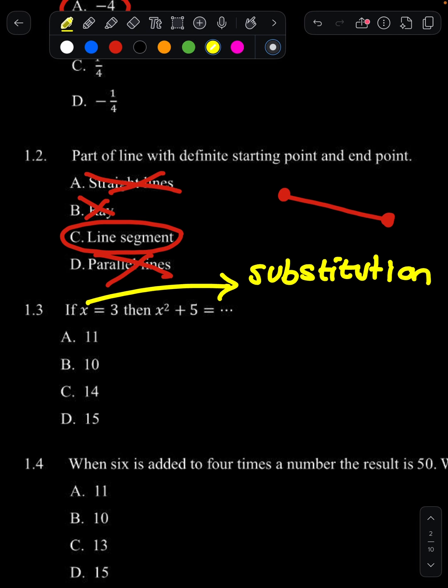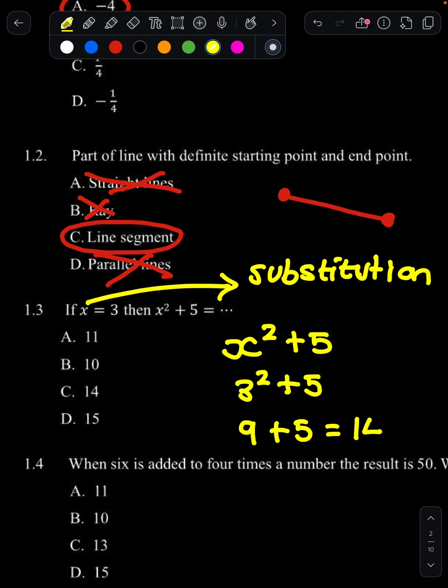So we have x squared plus 5. But then they tell us x is 3. So wherever there's x, we are going to put 3. That means we're going to have 3 squared plus 5. So 3 squared means 3 times 3. So 3 times 3 is 9. So 9 plus 5, which is 14. So this one's answer is C.